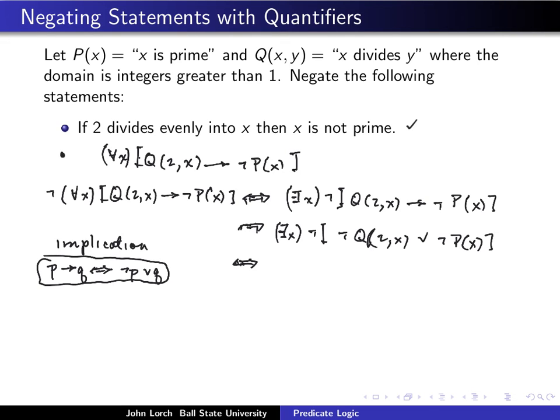Now we can apply De Morgan's laws. So we have this original negation here. We can also bring this negation out in front. And finally, we can use double negation, right? That double negation is the same as doing nothing.